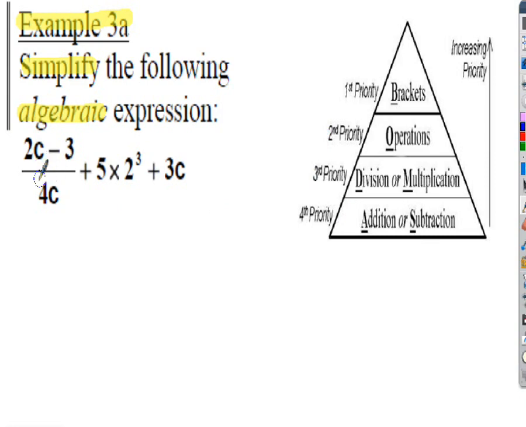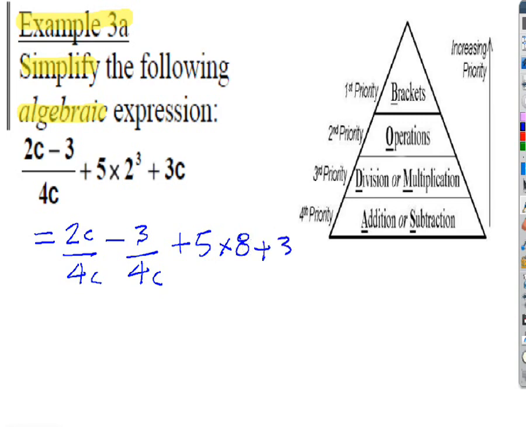What I think I will do with this first term is write it into its partial fractions. So the 2c minus 3 upon 4c, the 4c is a common denominator there, so I could actually write that as 2c over 4c minus 3 over 4c. And again, if you refer back to our separate presentation on use of fractions, you'll see how we use these common denominators in that presentation. I've also got still my 5 multiplied by 2 cubed, but 2 cubed is 8, so I'll write that as 8, and I'm still adding 3c.